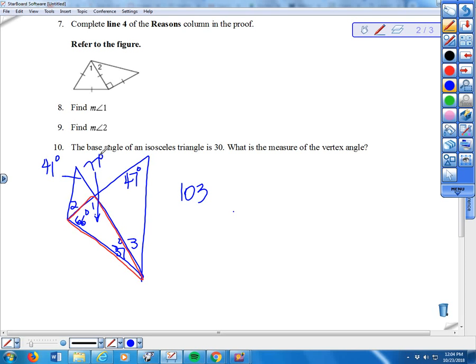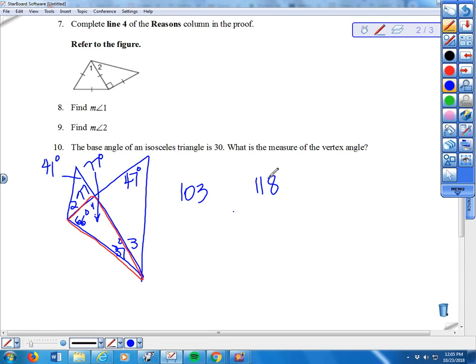Did that eliminate anything? 2 of them, so now I know it's 1 of 2 that's left. 50-50 shot, that's always good. Okay, if this is 103, this must be 77, because it's a linear pair, right? So now I've got 41 plus 77, which is 118. So I can find angle 2 by subtracting 118 from 180, which is 62. So angle 2 is 62.